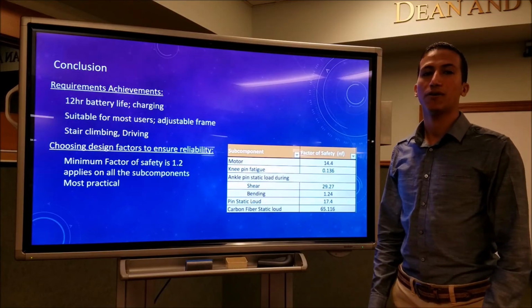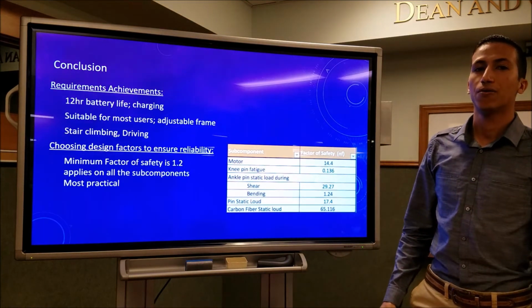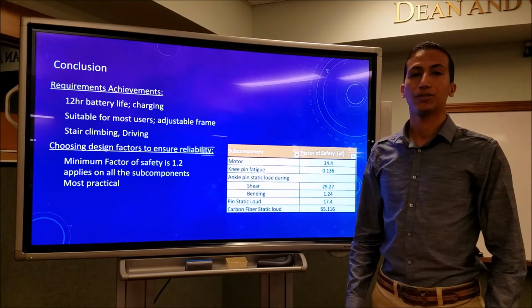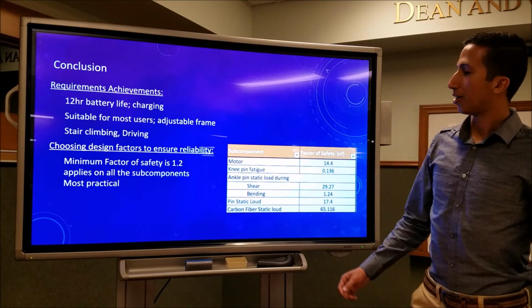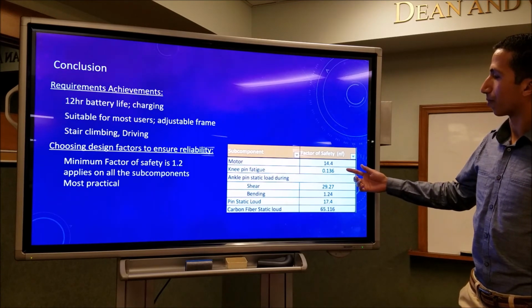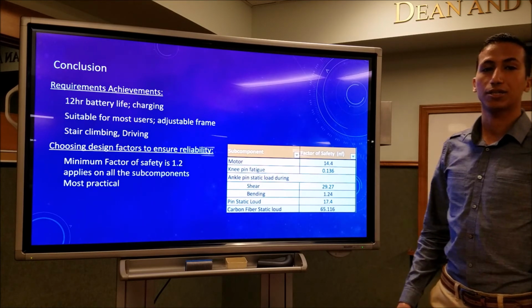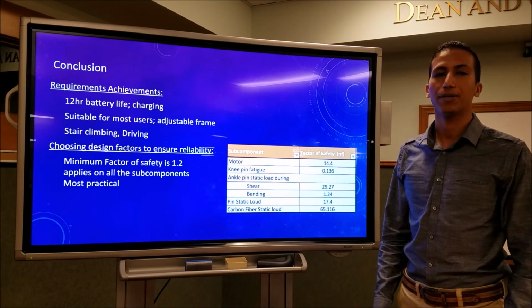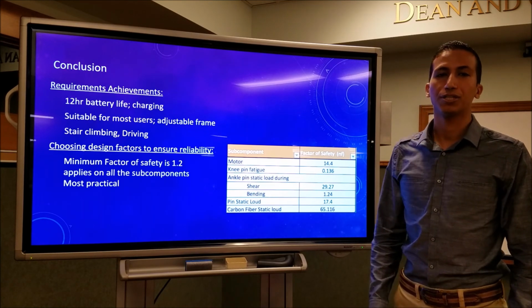In conclusion, we have achieved the requirement, which is the 12 battery capacity for the design, and it's suitable for most users because of the adjustable frame. And for those subcomponents, our least factor of safety is the knee pin that has 0.136 factor of safety. Thus, we would like to recommend to change the type of metal at the knee, or change the diameter of the pin.